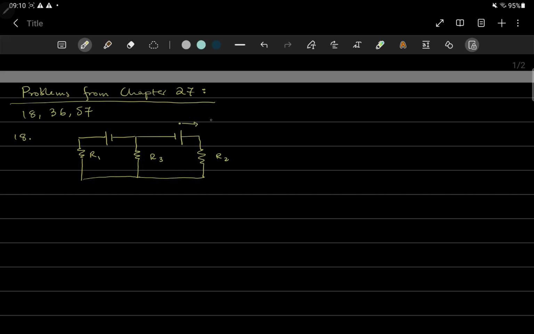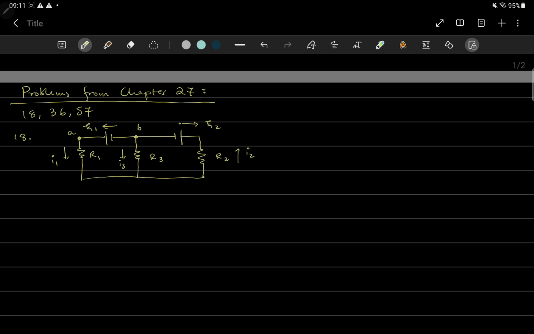You have an EMF directed in this direction, which we call zeta 2, and you have an EMF directed in this direction, which we call zeta 1, and there's a current flowing in this direction through R1, there's a current flowing in this direction through R3, and there's a current flowing in this direction through R2. Okay, and you have two nodes in particular, here A and here B.